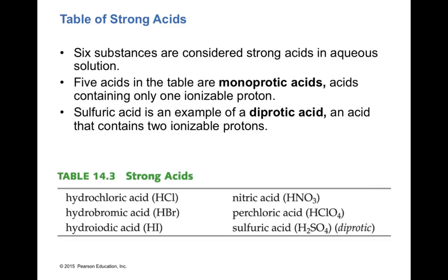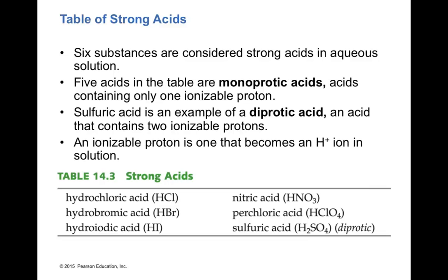Sulfuric acid is an example of a diprotic acid, H2SO4. Both of these hydrogens are acidic, so you can remove them. They are ionizable. An ionizable proton is one that becomes an H positive ion in solution.